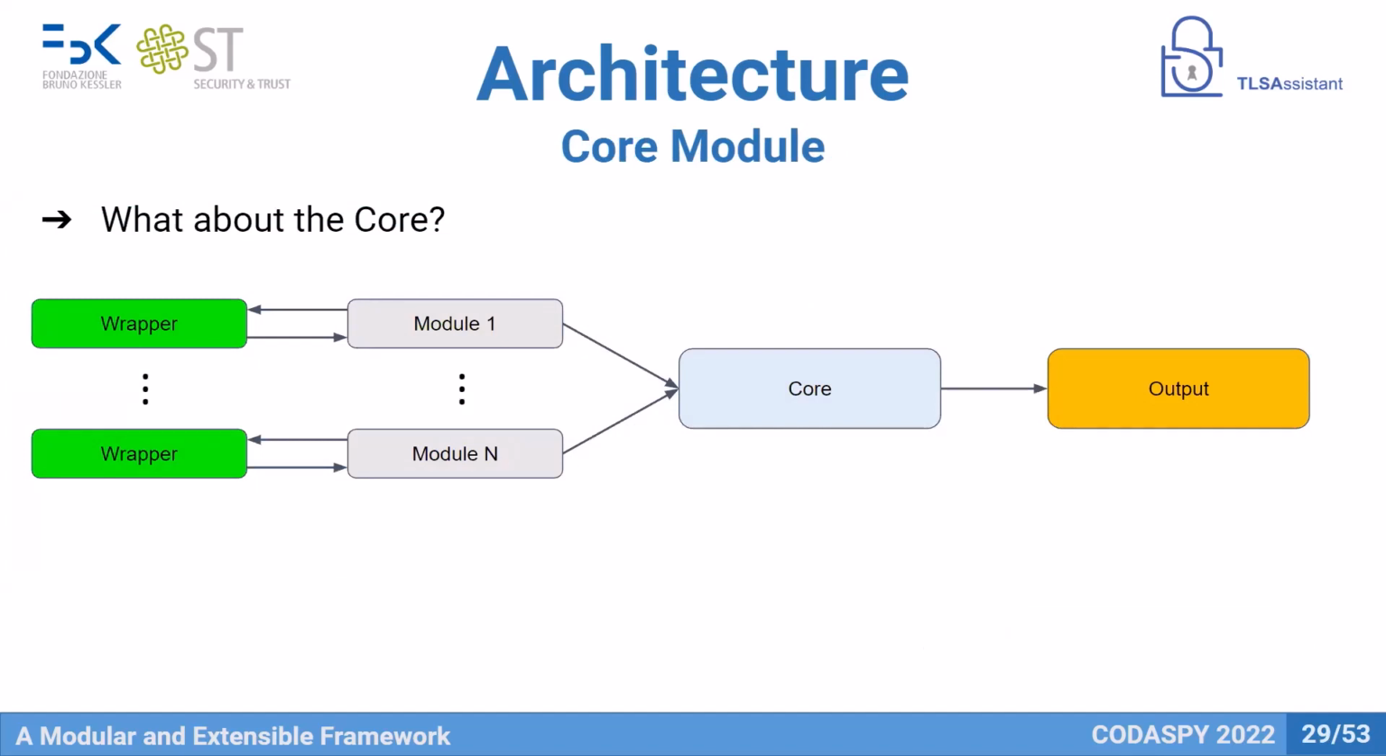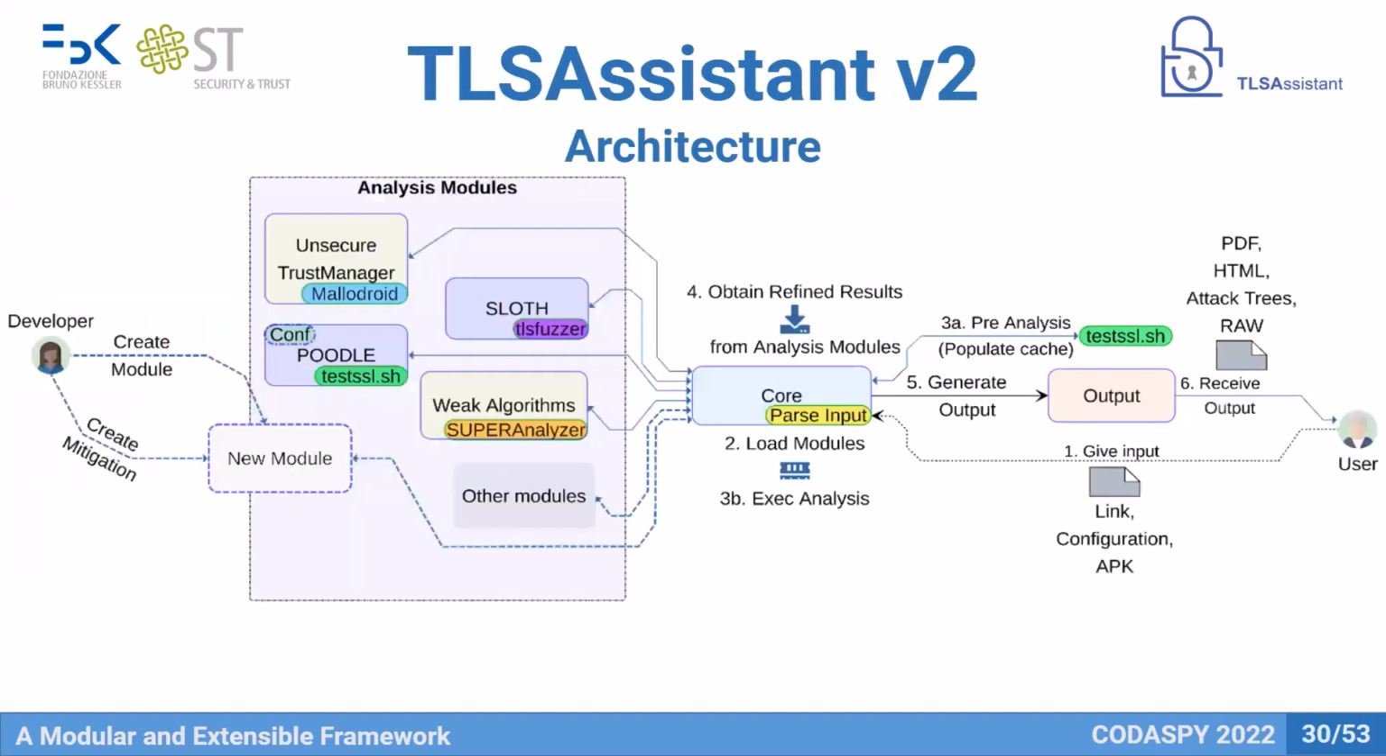And what about the core module? The core module is just a router. It takes in all the calls and the settings that we give to the software itself, and then it calls the module. It loads the module into memory, and passes the result of the execution of the module to the output module to be printed to the developer or the user.